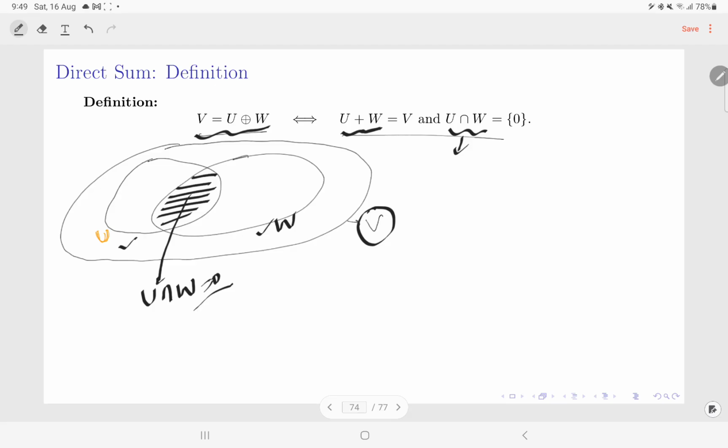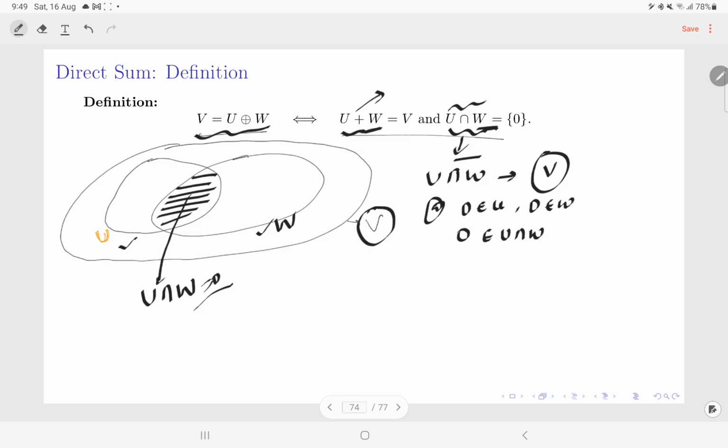Keep one more thing in mind: the sum is also a subspace and the intersection is also a subspace. I can prove one of them, and the second one you can prove yourself. Let's say U intersection W is also a subspace of vector space V. To show that, first you need to show that 0 is an element of U and 0 is an element of W, then 0 is also an element of U intersection W.